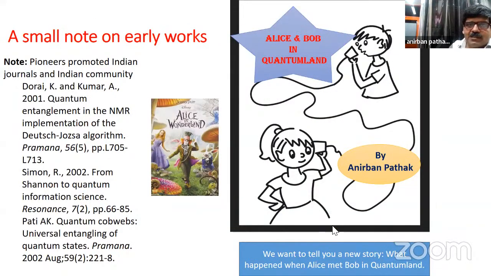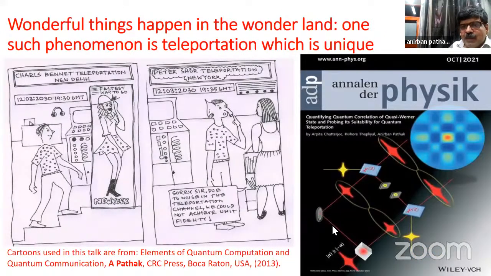With this background, let's be ready and go to quantum land. Here I'm showing not cryptography, but another kind of quantum communication. It's called teleportation. What happens in teleportation? The information about the state is lost from one end and it's created at the other end. So far we can do some photonic state teleportation, etc. On the right-hand side, what we show is Annalen der Physik, the journal where Einstein published all his phenomenal papers of 1905. And in the 2021 October issue, the cover was from our lab, and on teleportation, that's what is shown here.